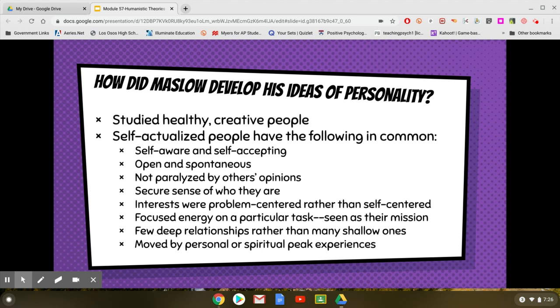Their interests were very much problem centered rather than self centered. So, how can I fix this issue that I see in front of me? And they focus their energy on a particular task, often seen as their mission. Like, here's what I was made to do, here's what my life's purpose is. He found that these people he considered self-actualized had deeper friendships and relationships rather than shallow ones, and they may have had fewer of those deep relationships. And the person was often moved by either a personal experience that pushed them in that direction or a spiritual experience.